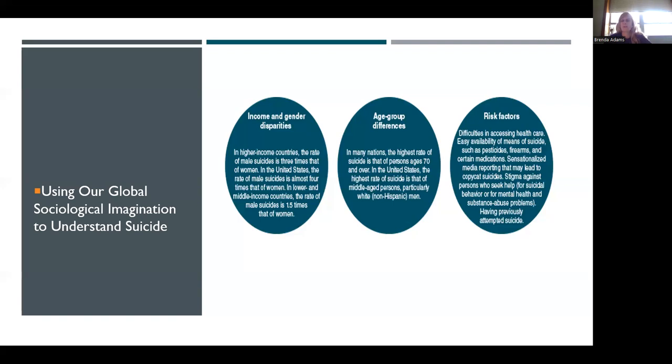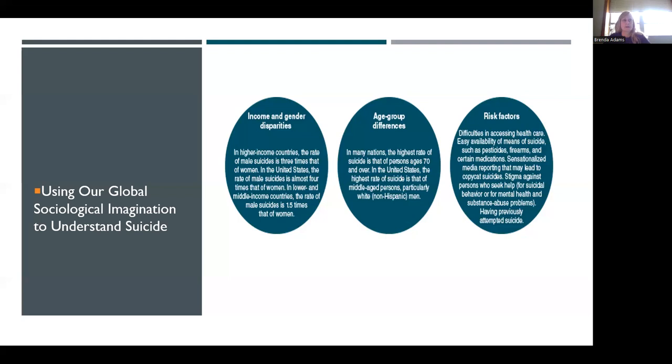persons ages 70 and over. In the United States, the highest rate of suicide is that of the middle-aged persons, who particularly are white, non-Hispanic men. And as we discussed, why are Hispanic men excluded? We talked about the fact that in Hispanic culture, a lot of those people are more family oriented, and they feel the responsibility to take care of not just themselves and their immediate families, but extended family as well. They may feel like people are relying on me.